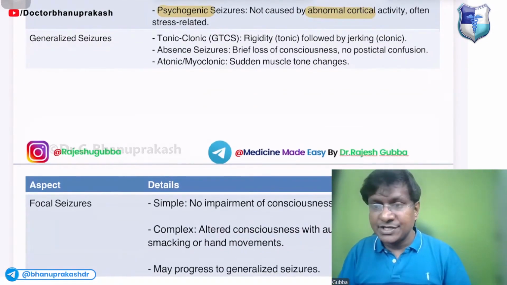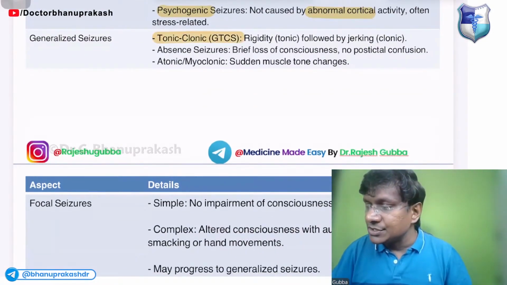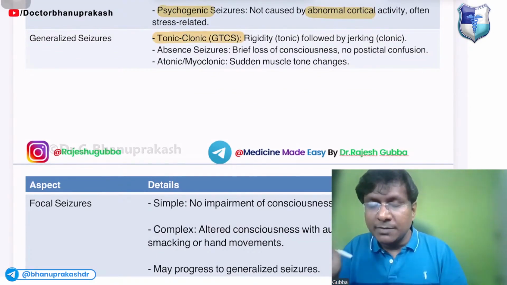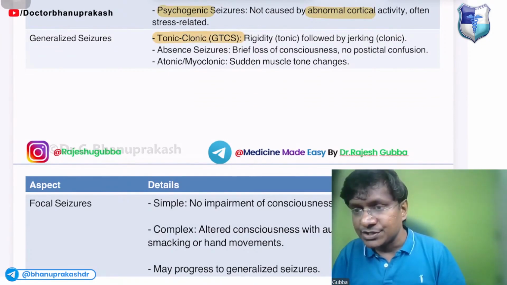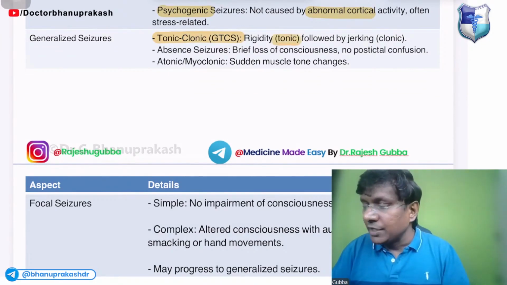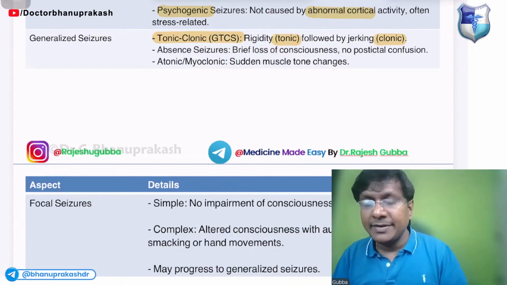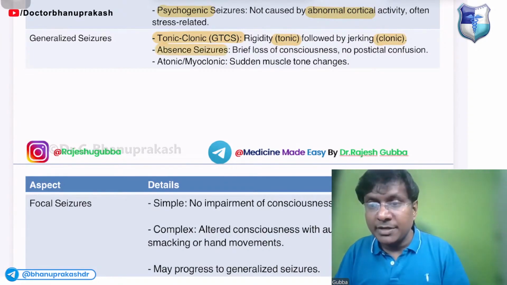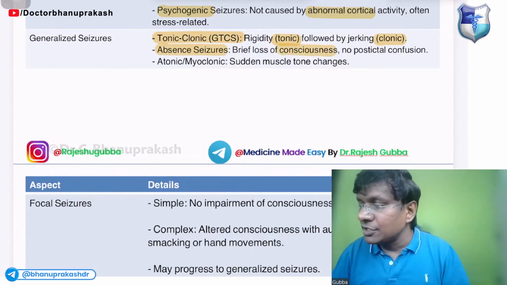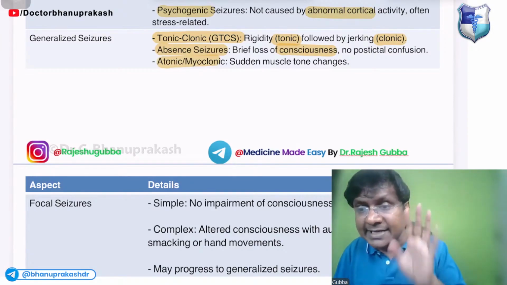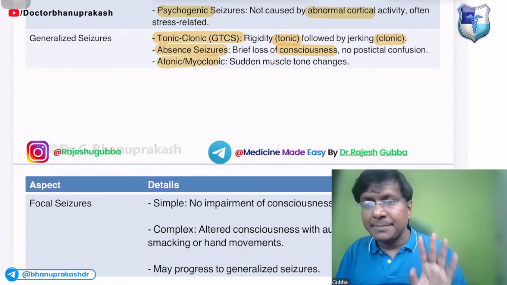If you take generalized seizures, the most common in adults will be generalized tonic-clonic seizures, where there will be tonic, that is rigidity, followed by clonic, where there will be rapid jerking of the extremities. Absence seizures are very common in children. There will be brief loss of consciousness and no postictal confusion. Atonic or myoclonic, where there will be sudden loss of muscle tone and there will be an abrupt fall in the individual.